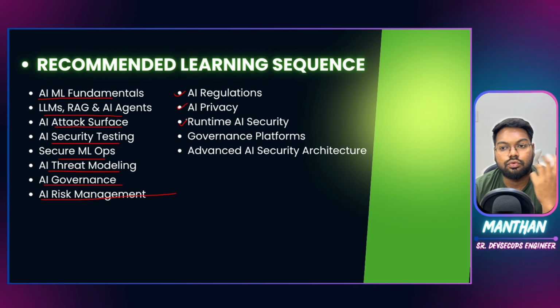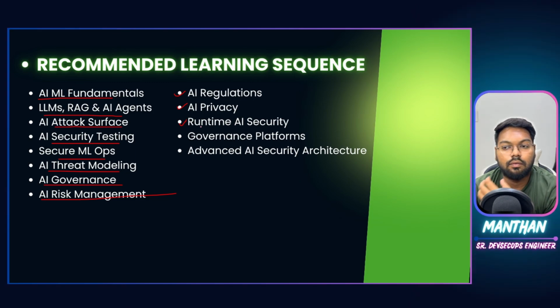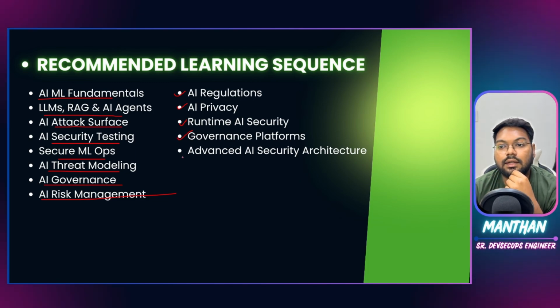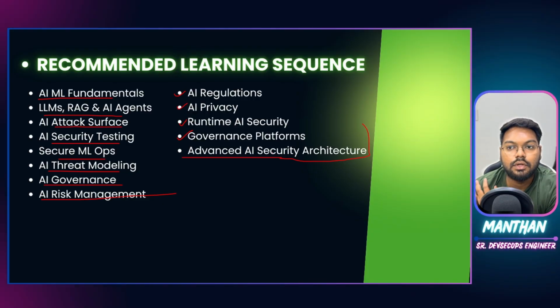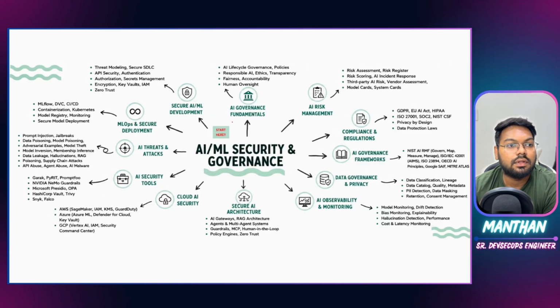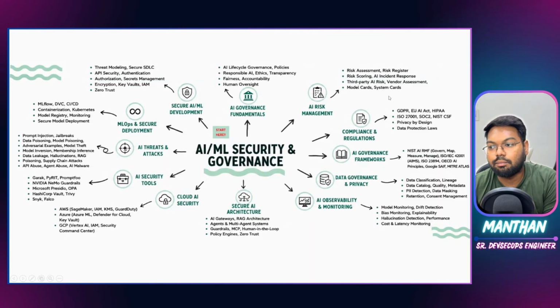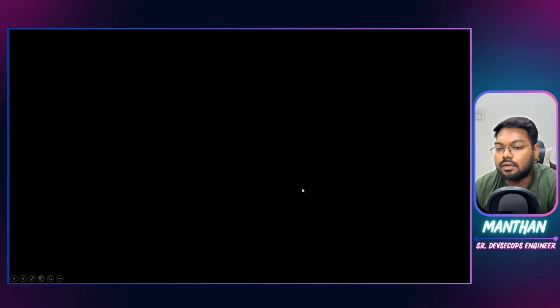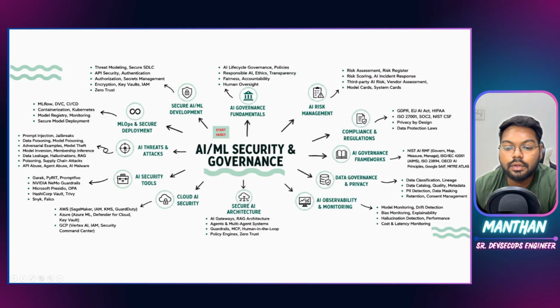Then runtime AI security: monitoring it, checking outputs, applying guardrails, all of these things, and then platforms, and then go with the advanced AI security architecture that people are using these days. So that's what it is all about. This is again another shorthand picture that you can have regarding all of these things that we have learned right now.